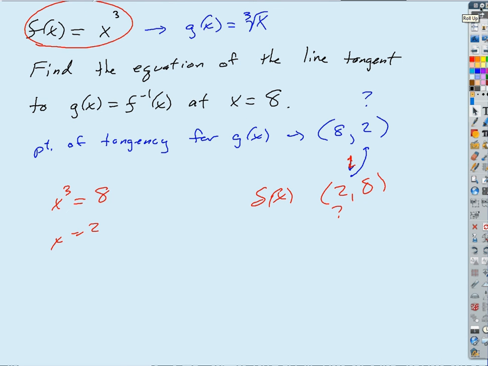Get an idea? So if we want to calculate, we need to find the slope of the tangent line. That's our next task here. We've got the point of tangency. Now we need the slope of the tangent line for g of x. But what did we decide? The slope of the tangent line for g of x, how is that related to the original?